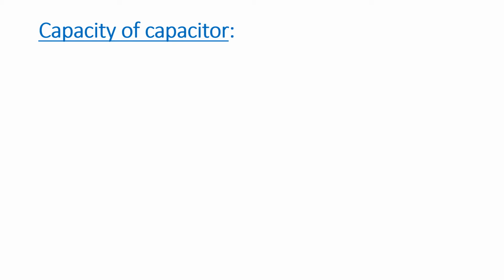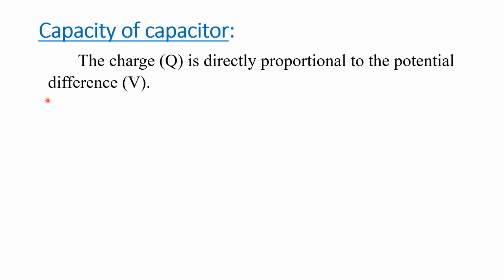Hello students, in this lecture we will see the capacity of a capacitor or the capacity of a condenser. Capacitor is also known as a condenser. Here is the principle. The charge Q is directly proportional to the potential difference V. Therefore, Q is directly proportional to V.